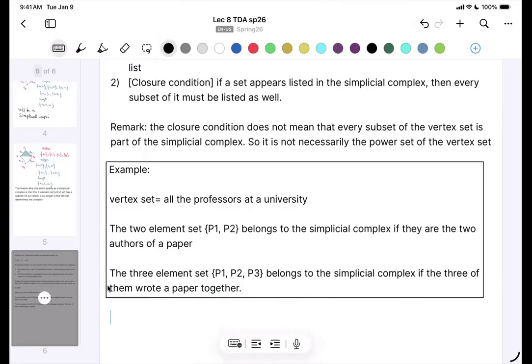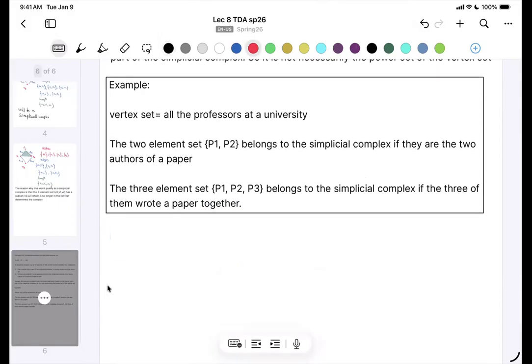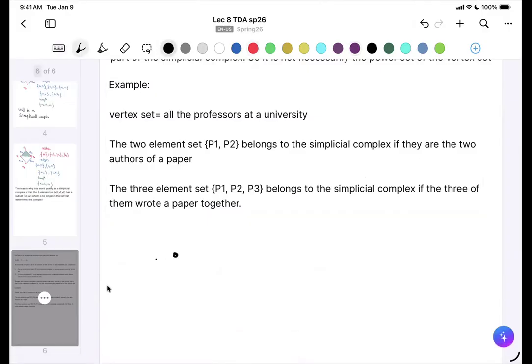So maybe let me draw it. The situation could be a very simple small university where there are only 6 professors.